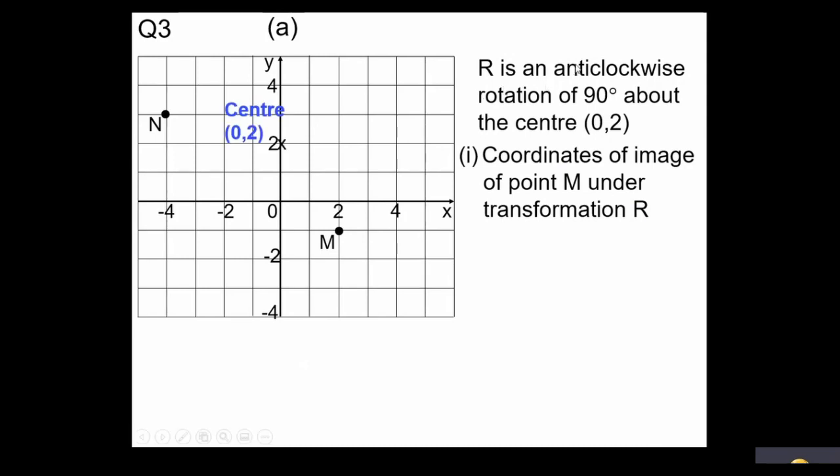So anti-clockwise rotation of 90 degrees of which point? M. So this is the center, (0, 2) is M. If you go anti-clockwise, it means from here to here. Then you will get this point. There's another way, you can calculate like this. From the center to this point, 1, 2, 3, 1, 2. If you move 90 degrees, it will be 1, 2, 3, 1, 2. So the point is (3, 4).